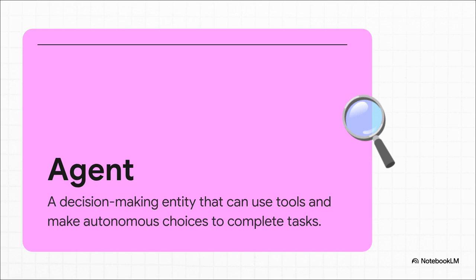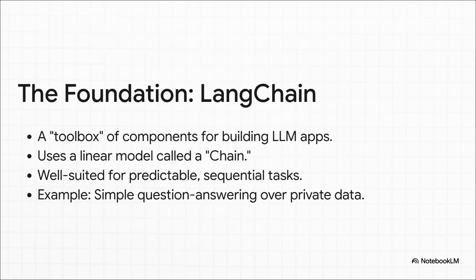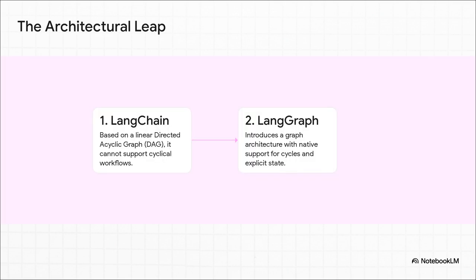At the very foundation of this thinker world is LangChain. The best way to picture it is as a toolbox or maybe a set of Lego bricks for building applications with large language models. Its core idea is the chain, which is exactly what it sounds like, a sequence of steps. Step 1, then Step 2, then Step 3. This linear flow makes it fantastic for predictable jobs, like a simple Q&A chatbot that just takes a question and finds an answer.